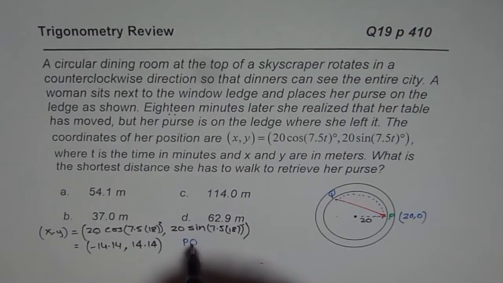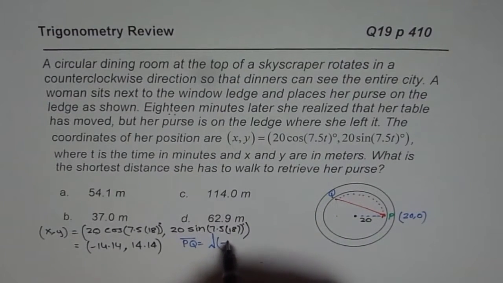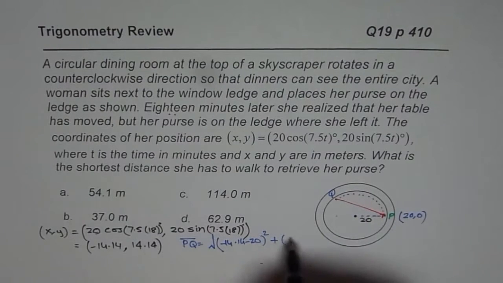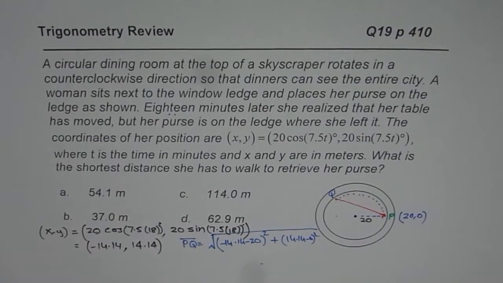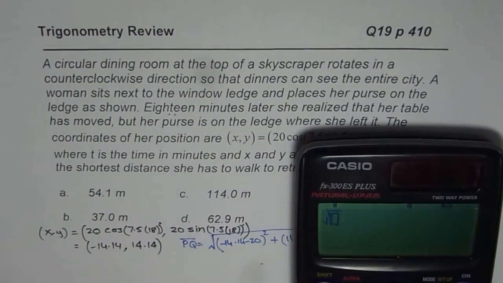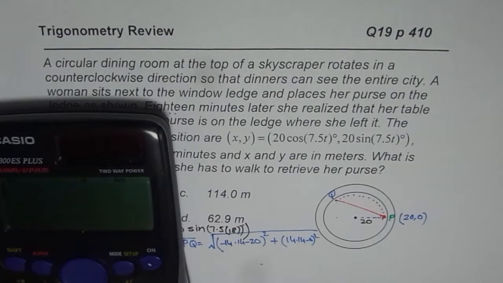So we can write the distance PQ will be the square root of the difference of x values, which is minus 14.14 minus 20, whole square, plus the difference of y values, which is 14.14 minus 0, whole square, square root. Is that okay? So let's do that and find the distance, and then we know what the real answer is. Now let's find the value.